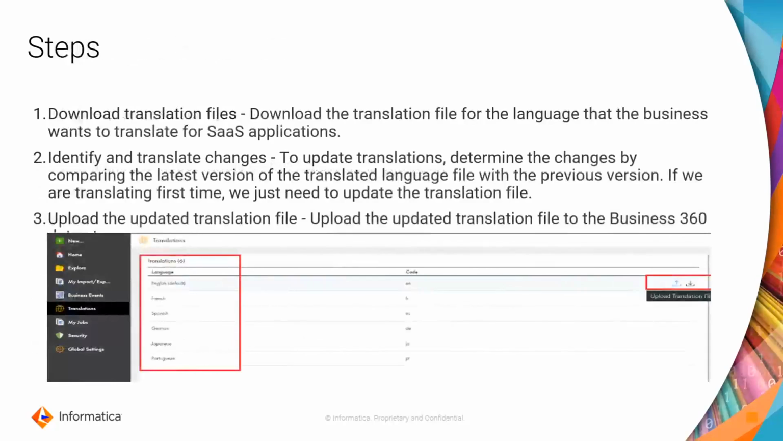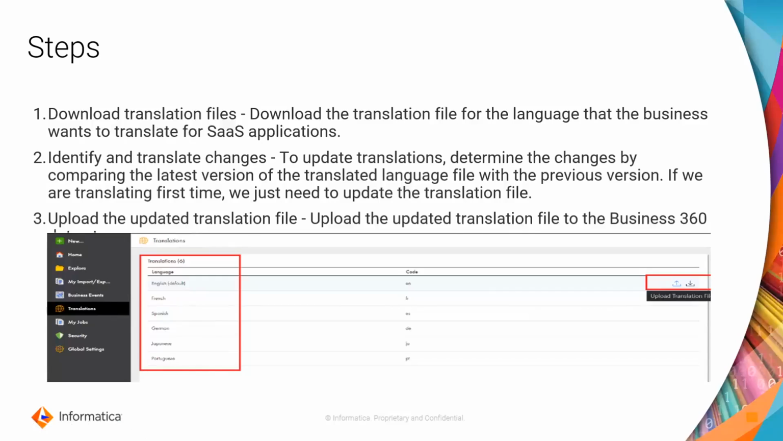So what are the steps to follow for translation? First and foremost, we need to go to the Business 360 console. We will be looking into this via a short demo. We need to go to translation in the Business 360 console, and we need to download the translation file in which we want to translate. For example, if you want to translate in French, we need to download the French language translation file.